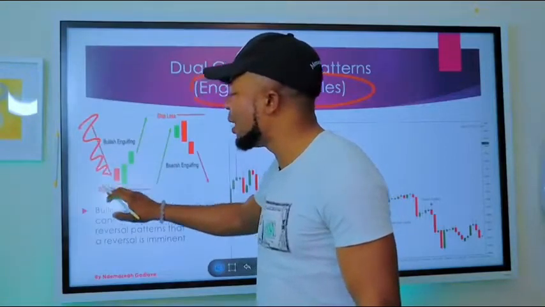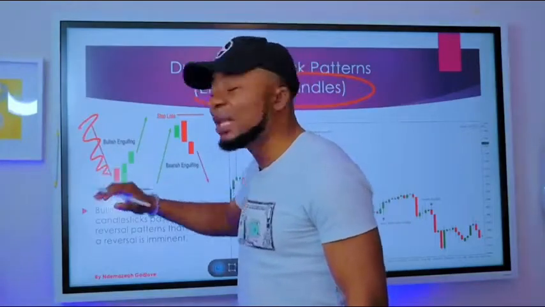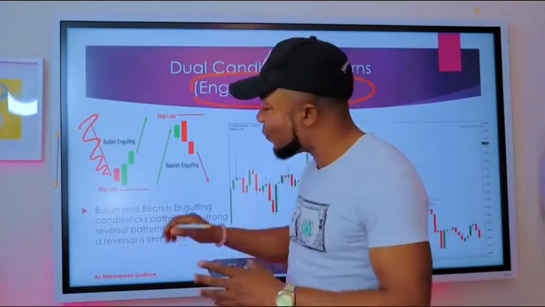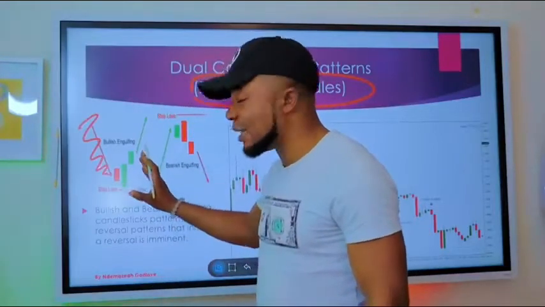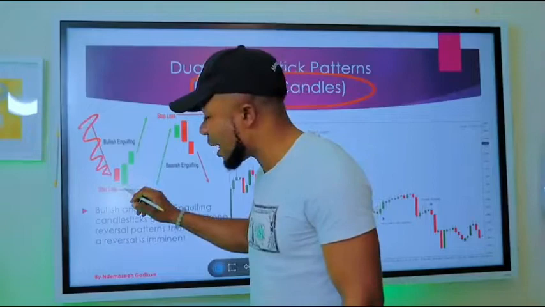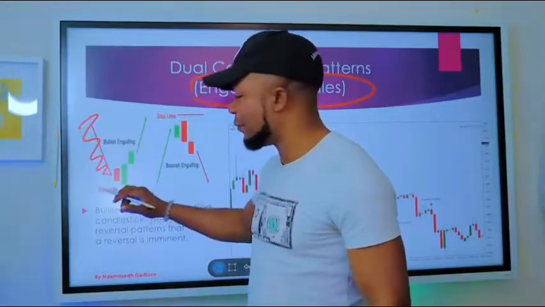That means the body of the next candle should completely cover the body of the previous candle. At this point, don't focus on the wicks; focus on the body of the candle. So for a bullish engulfing candle to be formed, the body of the present candle, which is the bullish candle, should completely cover, or engulf, the previous candle.